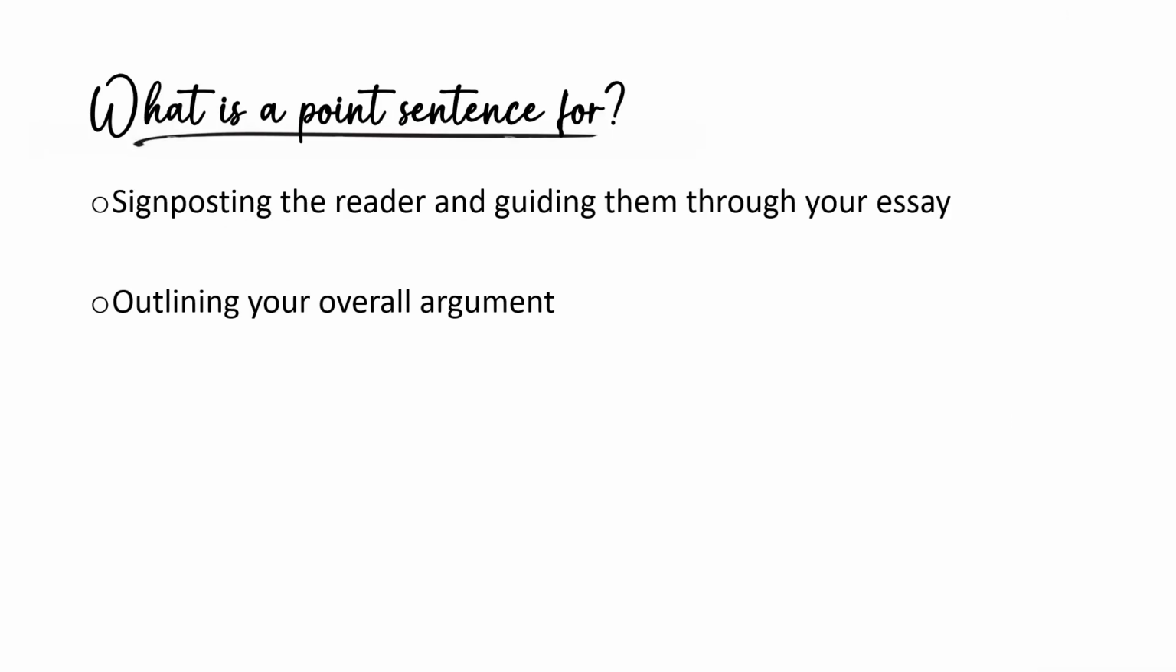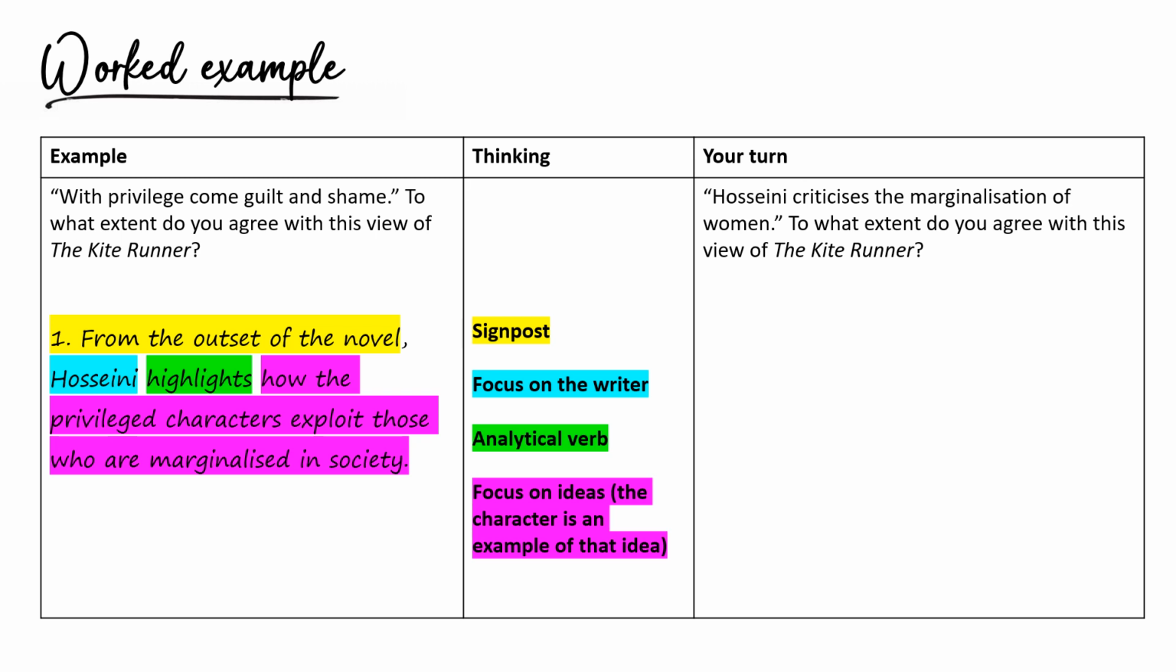So our point sentences are there for signposting the reader and guiding them through your essay. So it's really crucial to help your reader to understand your argument and how the different elements of it fit together. So what you should be able to do is pull out all of the point sentences from your essay and line them up next to each other and have an outline of your overall argument and be able to understand your argument just from those, and then the rest of your paragraphs build up that evidence base to support that particular point. So let's have a look at an example then.